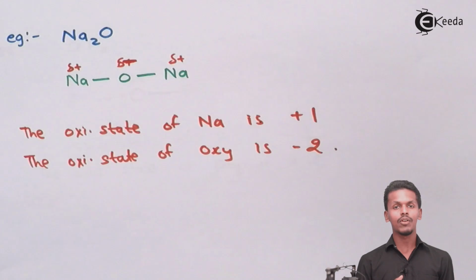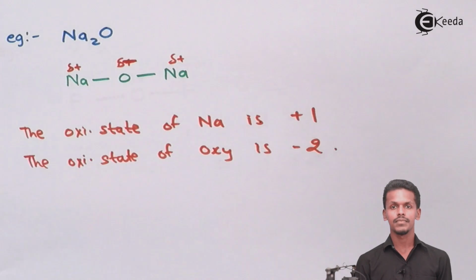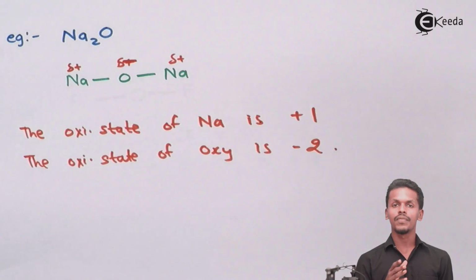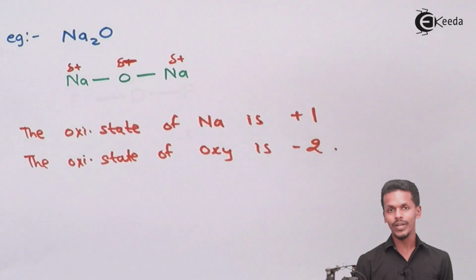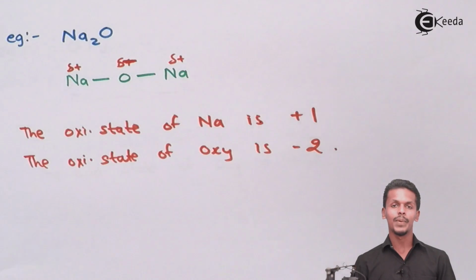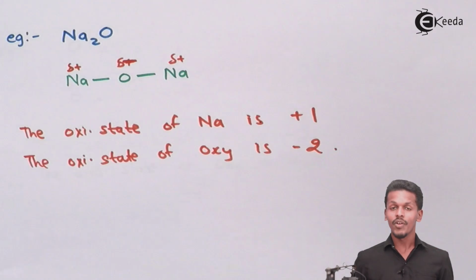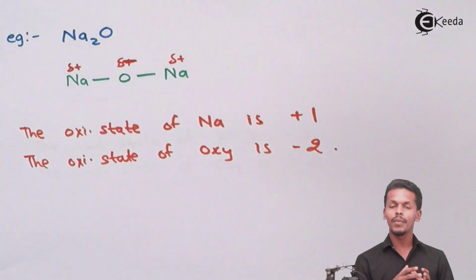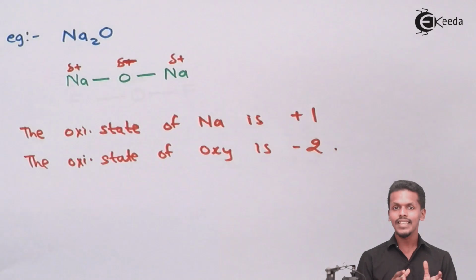Now, talking about the oxidation state of the S block, like the first group and the second group. The oxidation state of the first group, from lithium to francium, stays +1 only. While for the second group elements, from beryllium, the whole group has the oxidation state of +2. So this is the variation that we could see.